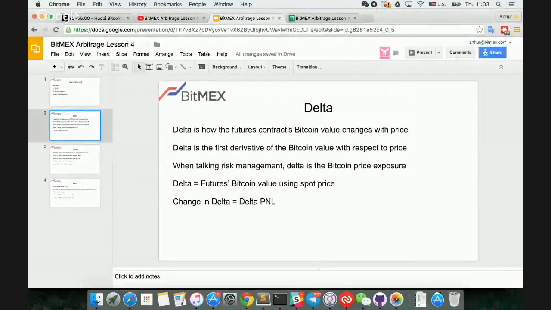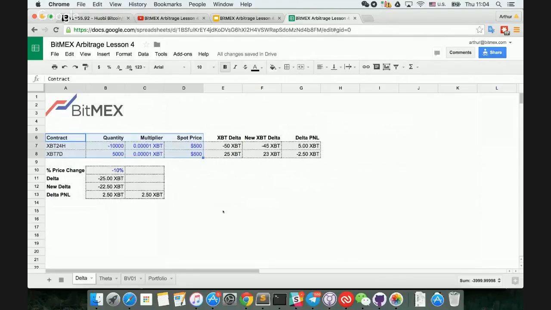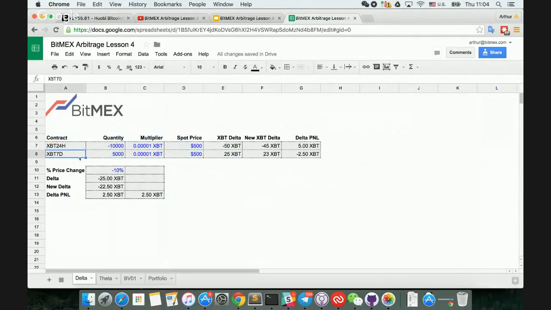So now we'll take a look at our spreadsheet and the Delta tab. Here we have a portfolio of 2 futures contracts. We have a daily and a weekly futures contract, and we have different quantities here. What we first want to do is construct our Bitcoin delta. And so what we do is we compute the Bitcoin value of each futures contract at the spot price.